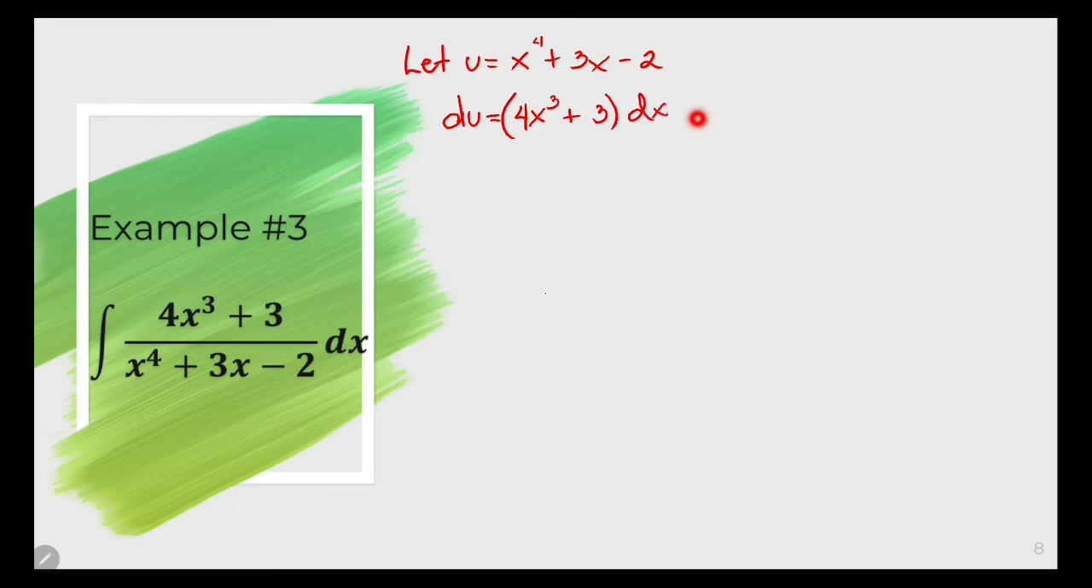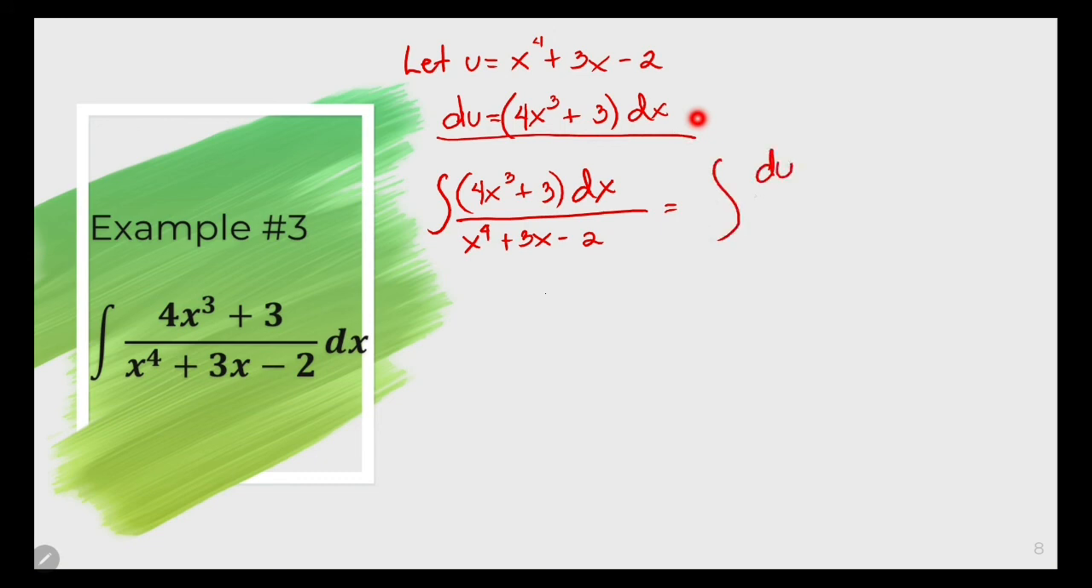If we rearrange our original expression, we can put the dx in the numerator. So you have the integral of 4x cubed plus 3 dx all over x to the power of 4 plus 3x minus 2. Notice that the numerator is equivalent to our du, and our denominator is equivalent to u. In the basic integration rule, the integral of du over u is simply equivalent to the ln of the absolute value of u plus c.